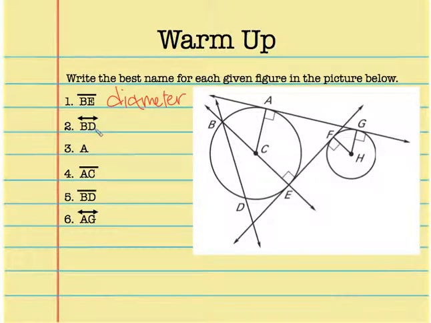Line BD goes through the circle 2 times, so that is a secant. All right, point A, if it's just a letter, it's a point. Point A is where this tangent line hits this circle, so that is a point of tangency.